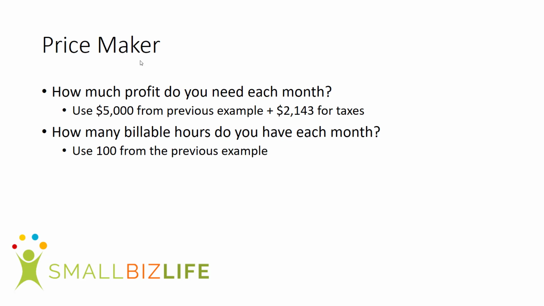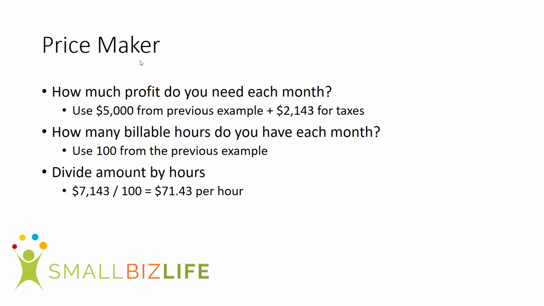How many billable hours do you have each month? So we're going to use the 100 hours from the previous example, and divide the total dollars by the billable hours. So in this case, if I take the 71.43 and divide it by 100, that is $71.43 per hour. So that'll essentially be your tax rate and your take-home pay. Exactly. So if you think about it, it'd be $50 for take-home pay and then $21.43 for taxes.